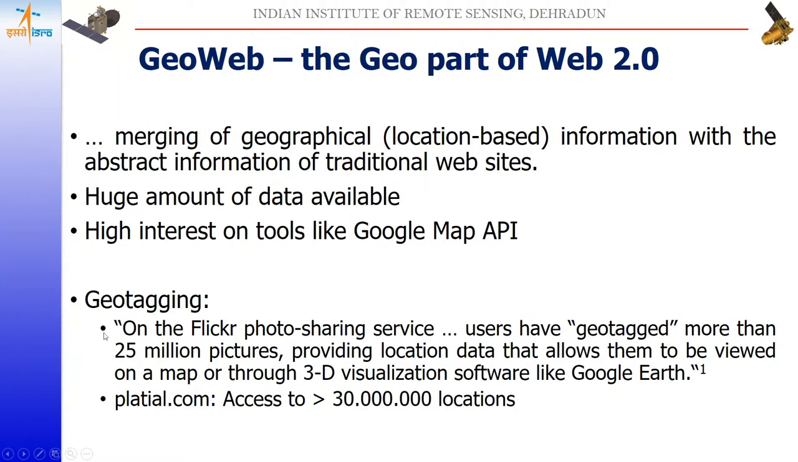Let us take one example of geotagging on the Flickr photo sharing service. This is one photo sharing service again based on the concept of crowdsourcing. The users have geotagged more than 25 million pictures there, providing location data that allowed them to be viewed on a map through 3D visualization software like Google Earth. Similarly, Placial.com has access to more than 30 million locations. Many are there.